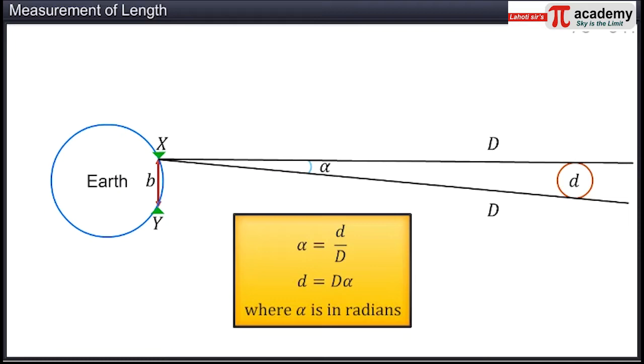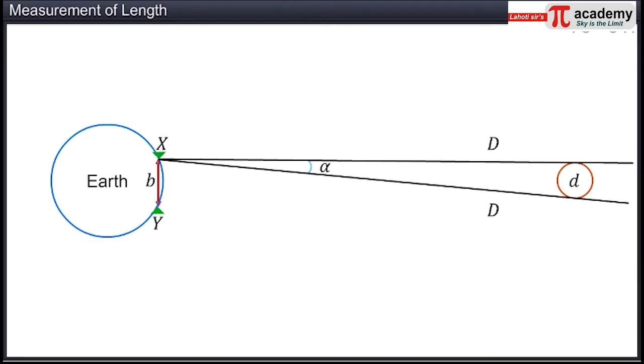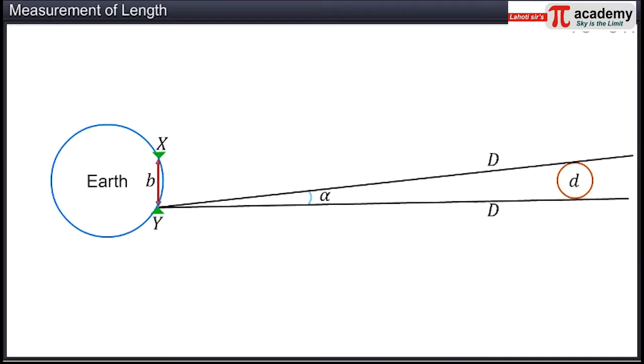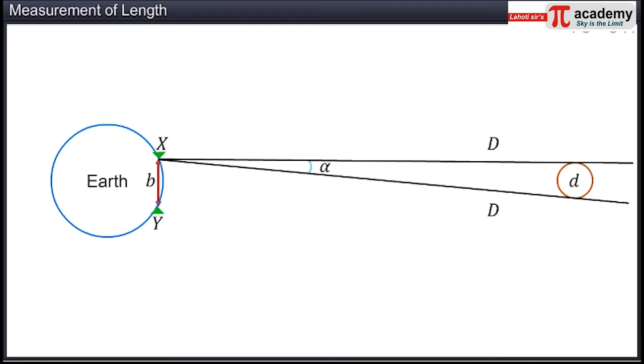The angle alpha can be measured from a single location on the Earth. It is the angle between the two directions when two diametrically opposite points of the planet are viewed through the telescope from the observation location. For the purpose of these measurements, you must know the conversion of degrees into radians.